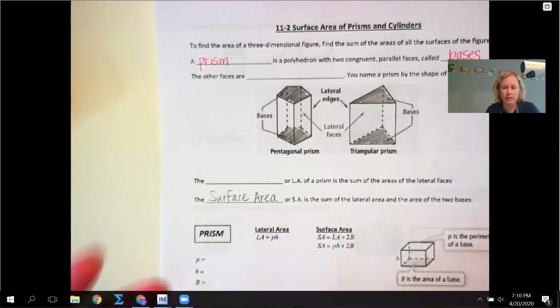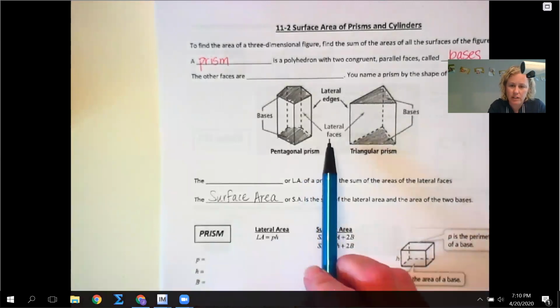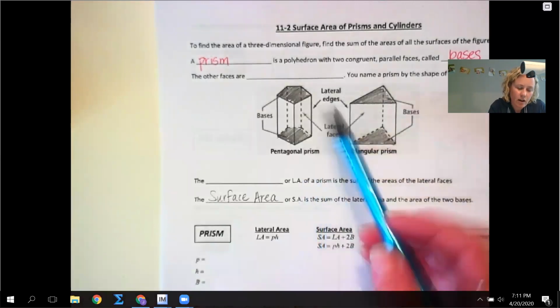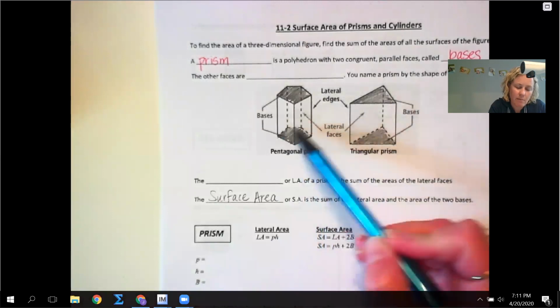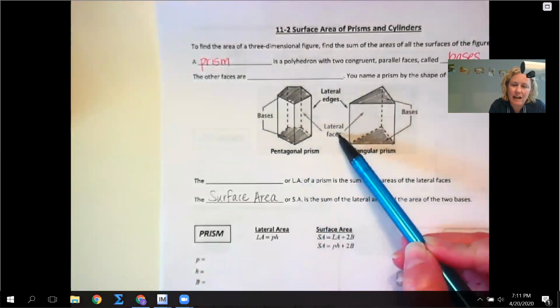Now, what is lateral area? Lateral area is that part that we unfolded. It wasn't the top and the bottom, those are the bases. It was all of the other sides, the other four sides that we unrolled and made one big rectangle. Those are the lateral faces, and you can see that up here on the picture. The sides that are not parallel to each other, we call those lateral faces.